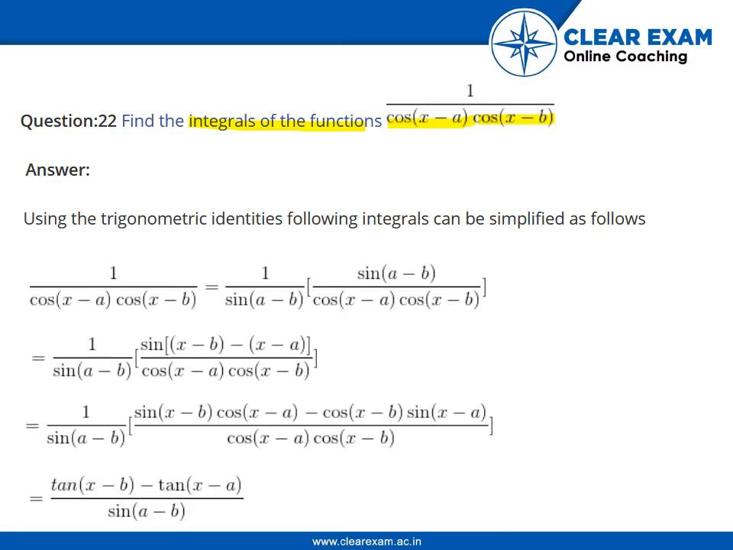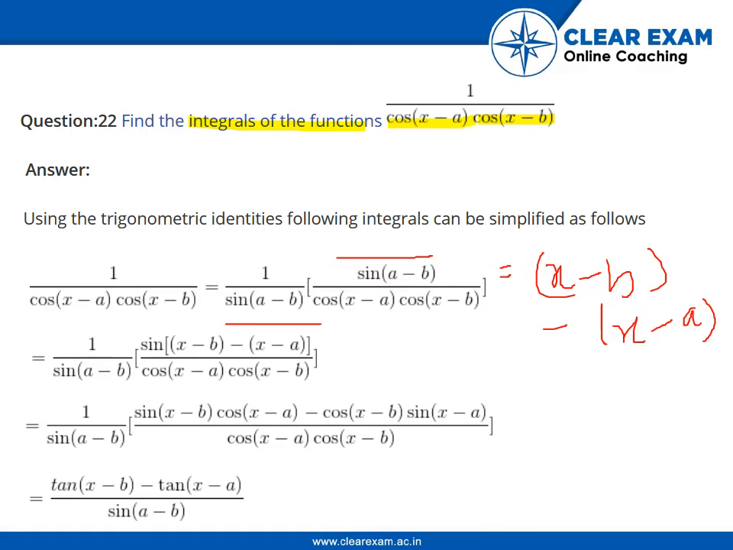So let us see. What we do first is multiply sin(a minus b) in the numerator and in the denominator, both at the same time. The next step is that we break a minus b as (x minus b) minus (x minus a). We add x one time and subtract x one time, so we get sin(a minus b) on simplification.